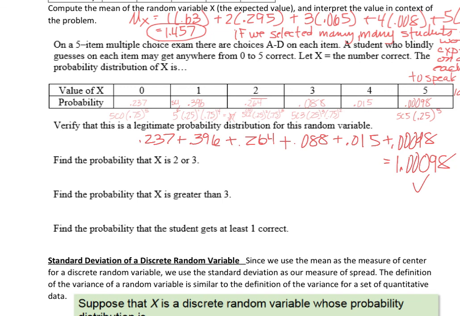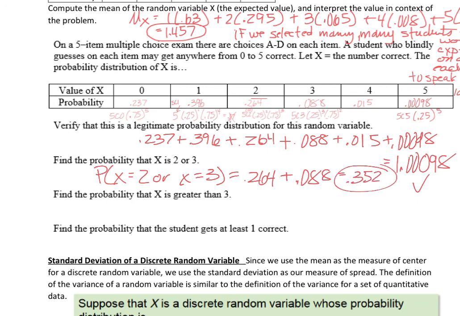And now we can just go ahead and find all of these different probabilities. What's the probability of getting x equals 2 or x equals 3? We'd say 26.4 plus about an 8.8% chance. That's going to be about 35.2. What's the probability of getting something greater than 3? Then in this case, we're adding up the 4 and the 5. And that's going to be 0.01598.